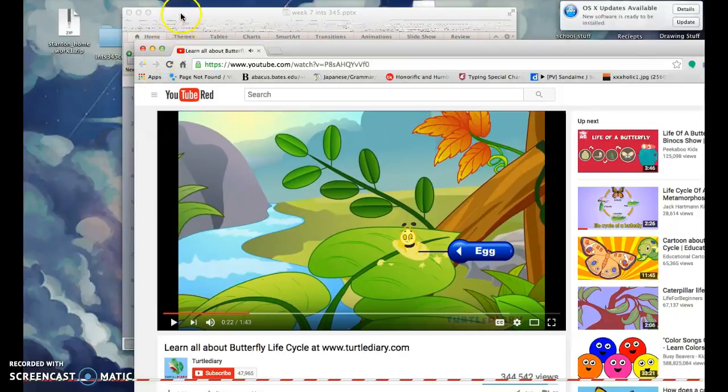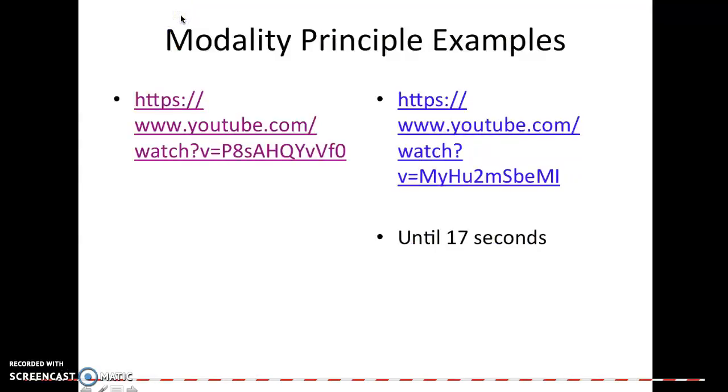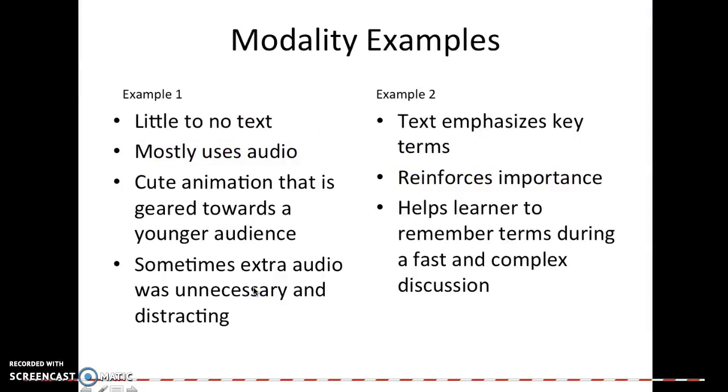Okay, so I'm going to stop the video there. So basically for the first example, it has little to no text, mostly uses audio. So they had kind of a cute, younger animation style that they utilized. So I think it was good in breaking down key information, but sometimes I felt like there was extra audio that was unnecessary and distracting during the animation, just all the different little sound effects going on at the same time as the speaker was presenting the information.